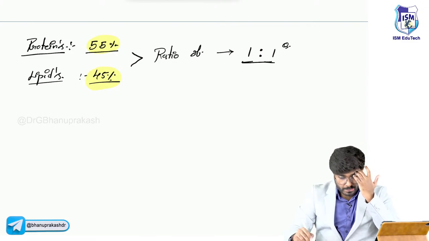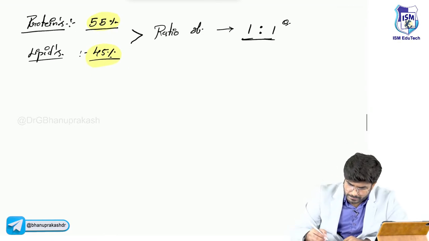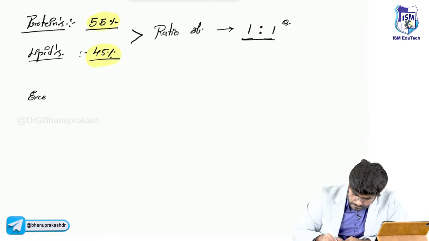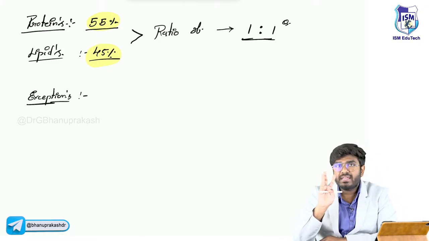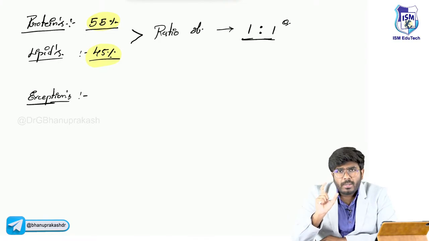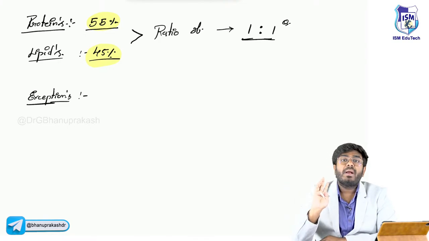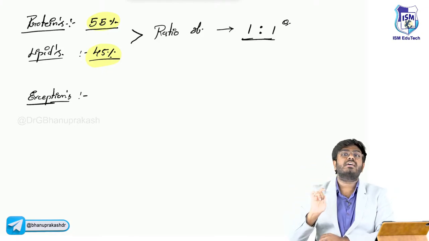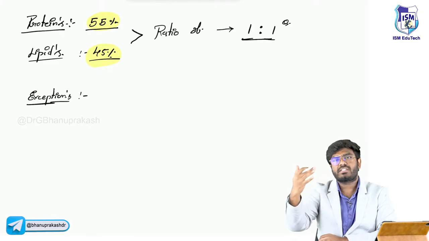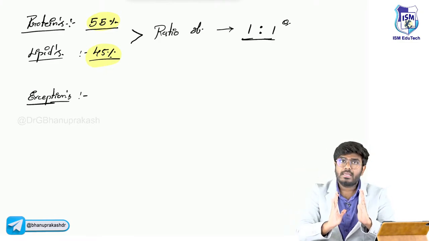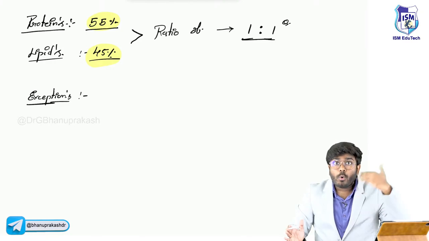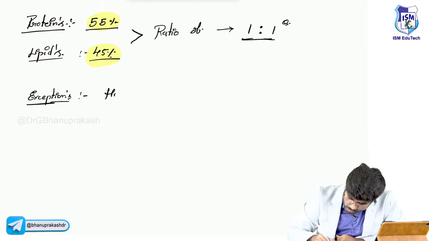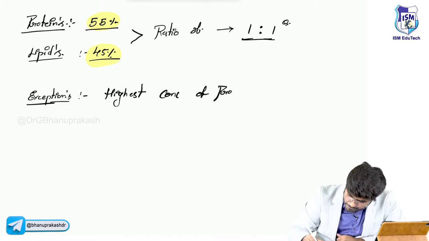Now, in the same NEET PG exam, a question was asked on exceptions, some important exceptions. I will tell you three exceptions. Normally, proteins are more when compared to lipids, normally 55%. But 60%, 65%, more proteins: the highest concentration of proteins is seen in which membrane? Which cell membrane?